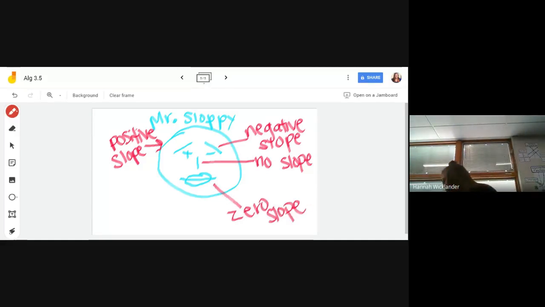So if you were given a graph and it asked to define the slope, you would either say positive, negative, no slope, or 0 slope.